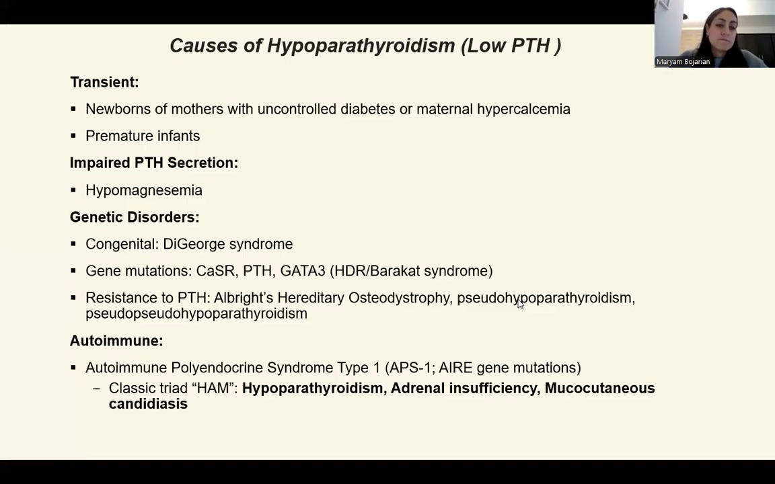In terms of autoimmune diseases, the most famous one is autoimmune endocrine syndrome type 1, or APS type 1. In this syndrome, we have hypoparathyroidism, adrenal insufficiency, and mucocutaneous candidiasis. You can remember it as a triad, like HAM. The gene is the AIRE gene, and if we have a mutation in this gene, we can have APS type 1, or autoimmune endocrine syndrome type 1.